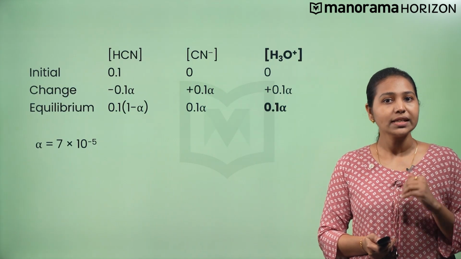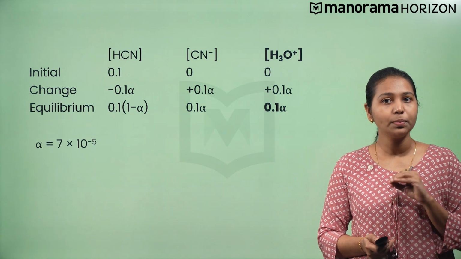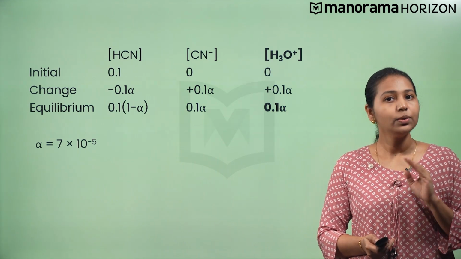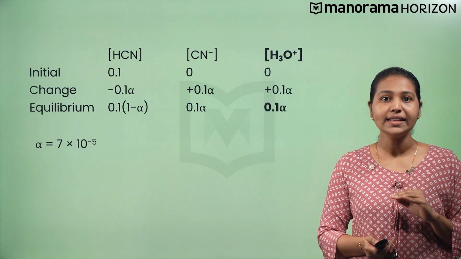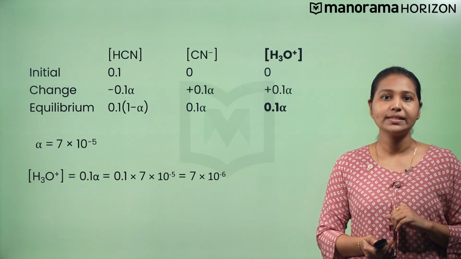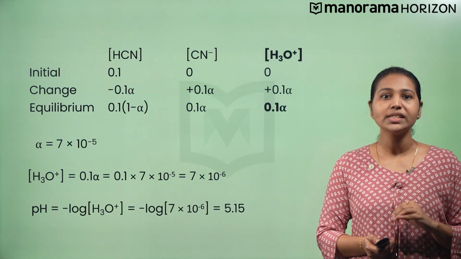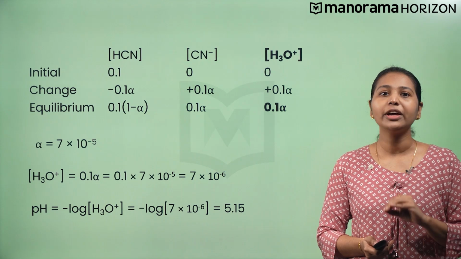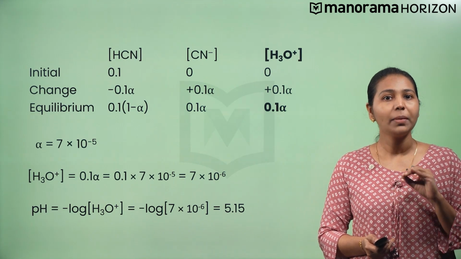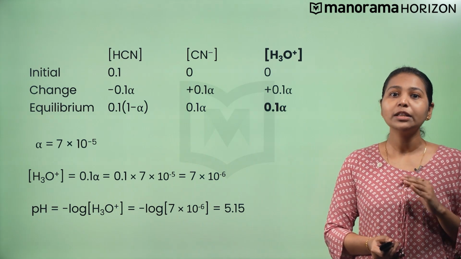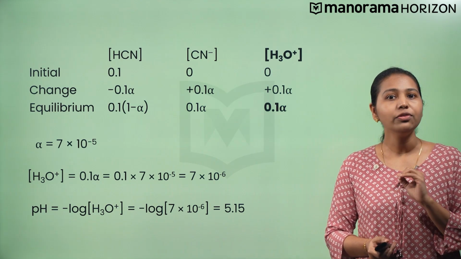From the table, it is understood that the concentration of H3O+ is 0.1 alpha. Substituting the value of alpha, you will get the concentration of H3O+ as 7 into 10 raised to minus 6. Now, the pH of the solution may be calculated as pH equals negative logarithm of hydronium ion concentration, which is equal to minus log 7 into 10 raised to minus 6. Solving for this, you will get the pH of the solution as 5.15.